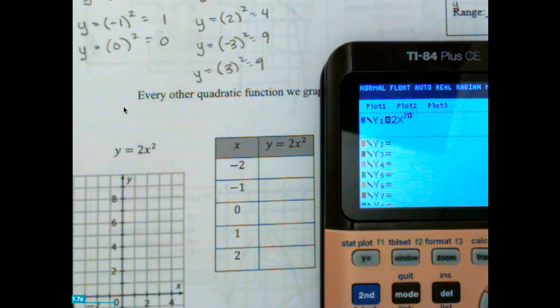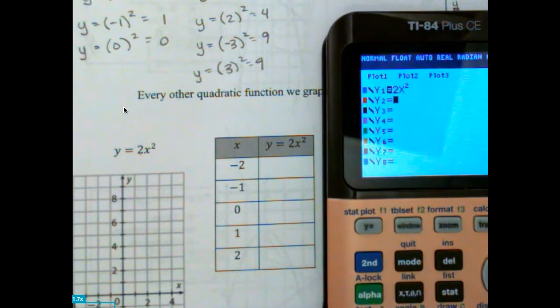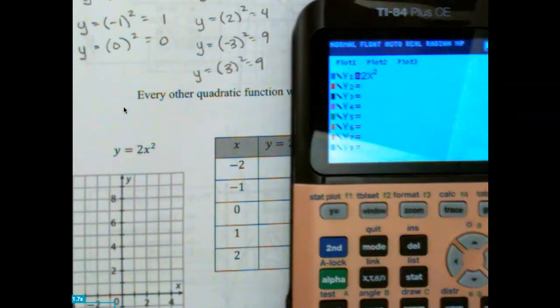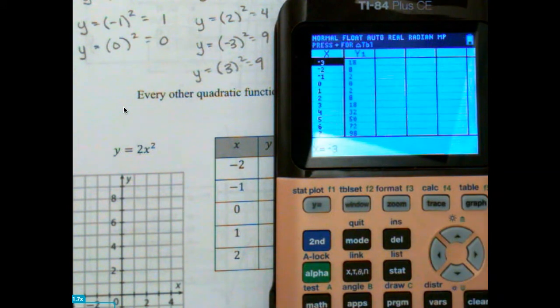Now, I can hit enter, but it won't do anything. Hitting enter doesn't do anything. That's not how we get the graph. To get the graph, you're going to hit the second button right here, the blue button, or I think it's yellow on some calculators. So you're going to hit second, and you're going to hit table. And it's going to populate a table for you. Notice that here are my x values in the left column, and here are my y values.